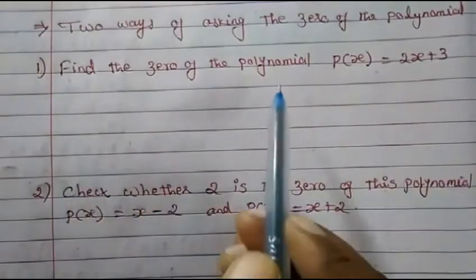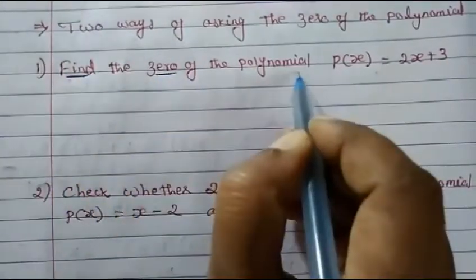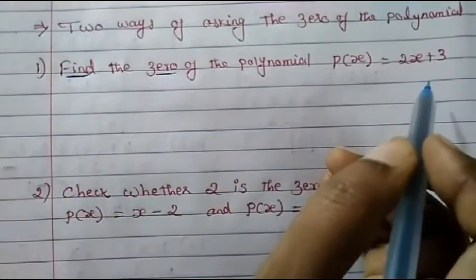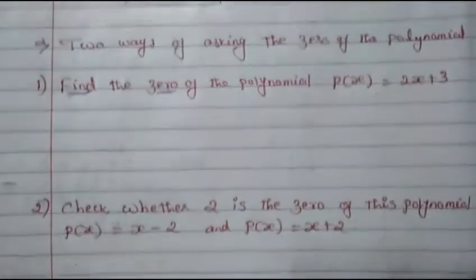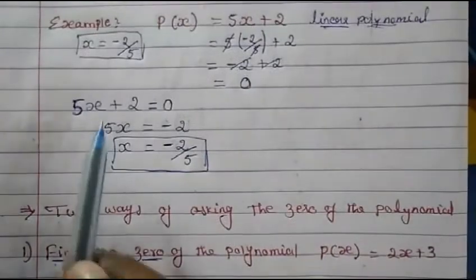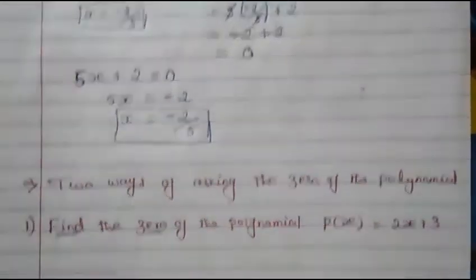First, find the zero of the polynomial. Find the zero of the polynomial given to us. I told you when it is a linear polynomial, how to find it. Here I have explained to you when it is a linear polynomial, how we find it. Same way we have to do it here.